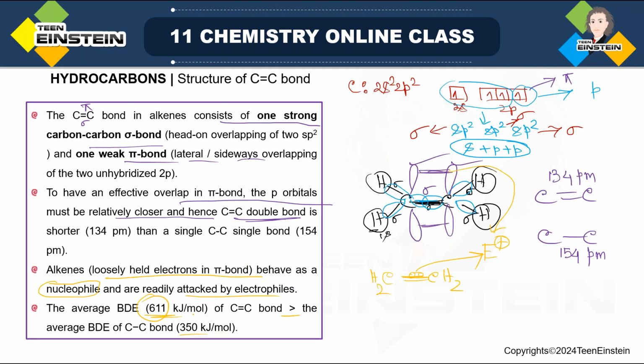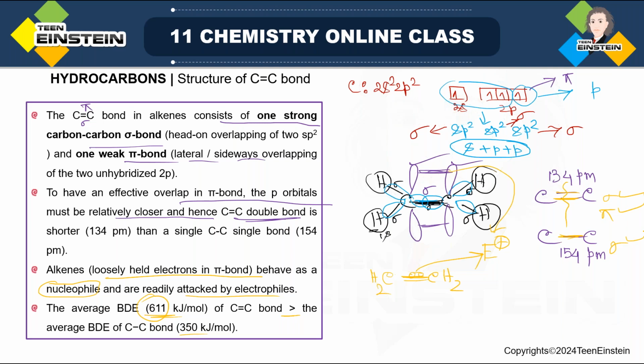But remember, when you are breaking a C=C double bond, you have to break two bonds actually. But here you are just breaking one bond. It is true there is a pi bond, which is loosely held, but you have to break pi, and you have to break sigma also. But in this case, you are just breaking sigma. So obviously it will require less energy.